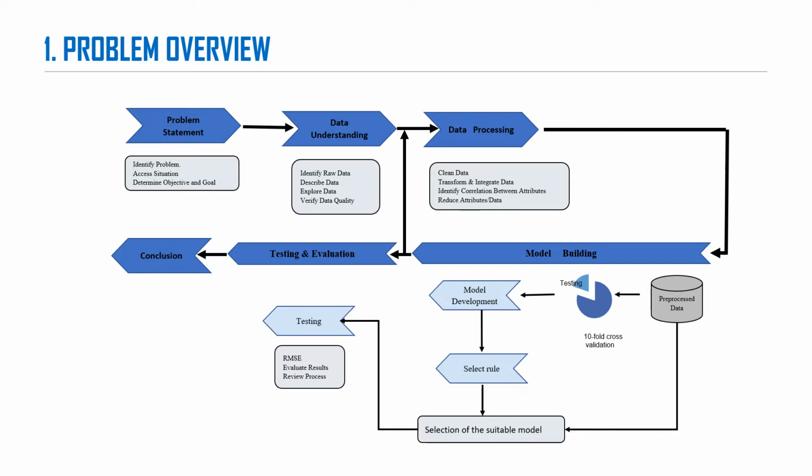The next step is data processing. Data processing we will get into in more detail later in the presentation. The pre-processed data is then used for model building. After selecting a suitable model, the models were tested, results and processes are reviewed and evaluated, and finally the project results are summarized and reviewed in the conclusion and future steps section.